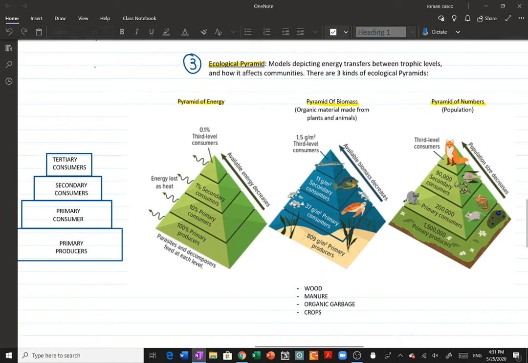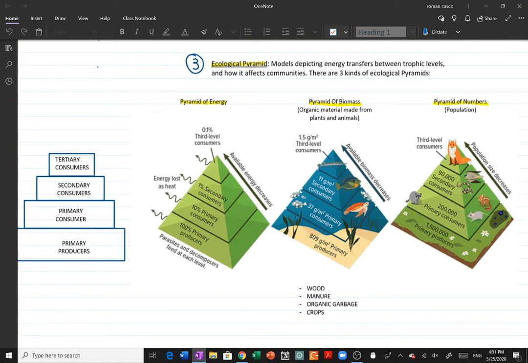And you guys can see these little diagrams here. These are representations of the pyramids, but what are they, and what kind of information do they give you? So one, they're models, right? They're diagrams that depict how energy is being passed, how energy is being transferred between trophic levels, and how this transfer is going to affect the population of a specific community, right? Or in general, a different trophic level.